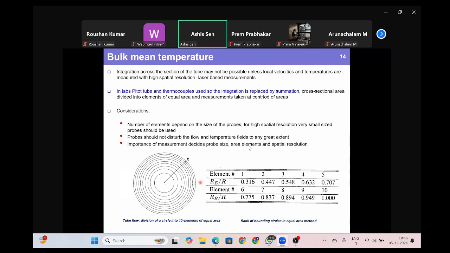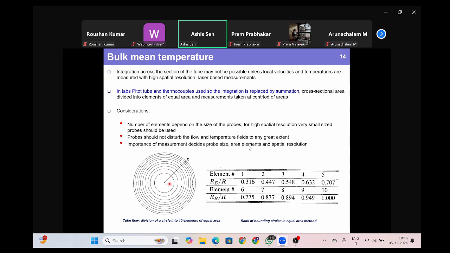So a more practical way of measuring bulk mean temperature, let's say inside a tube, is by dividing this tube into a finite number of equal areas. In this particular case, you divide the tube into 10 different equal areas.